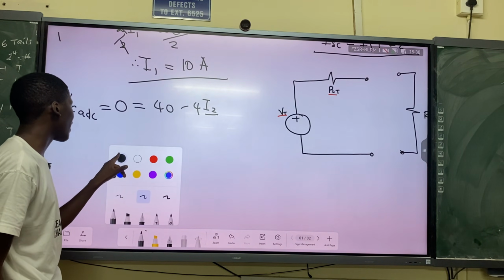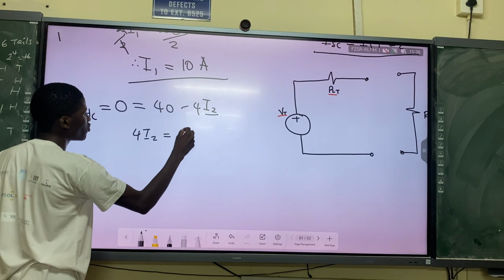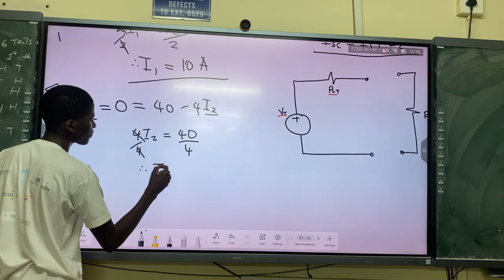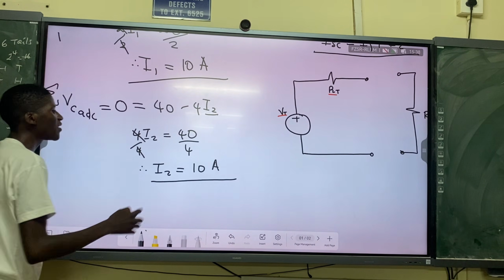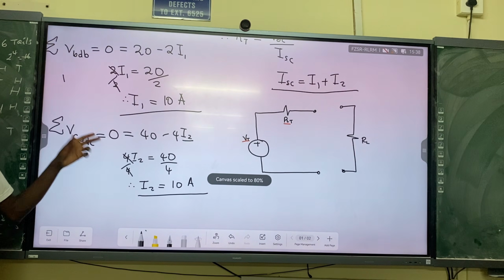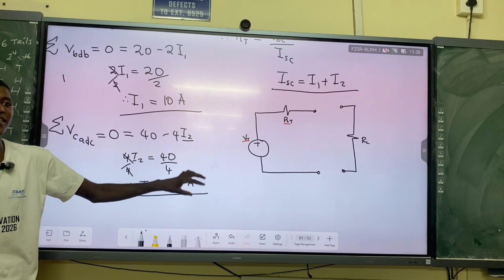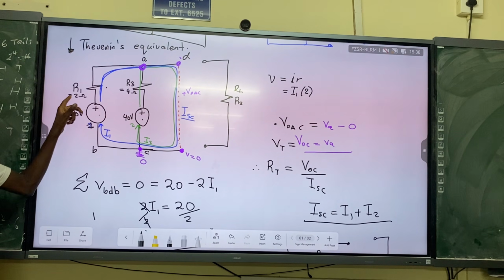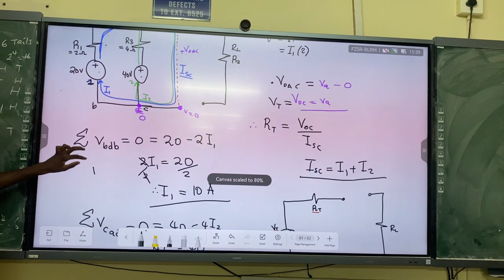So if we solve that, it is going to give us 4 times I2 equals 40. We divide both sides by 4, and I2 will be equal to 10 amperes. So the first voltage source is producing 10 amperes, and the second voltage source is also producing 10 amperes of current. Obviously it's the same because the ratio is the same, 20 to 2, 40 to 4, it's like double. So we are going to produce the same current.